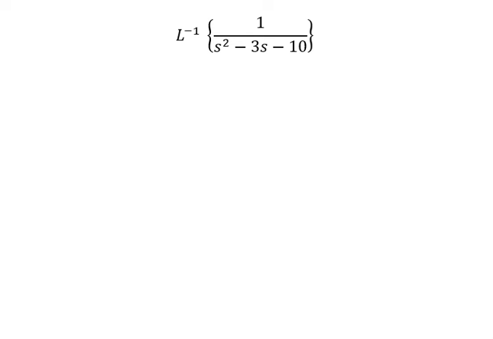Hello everybody. So today I want to talk about calculus. The topic today is about inverse Laplace transformation.